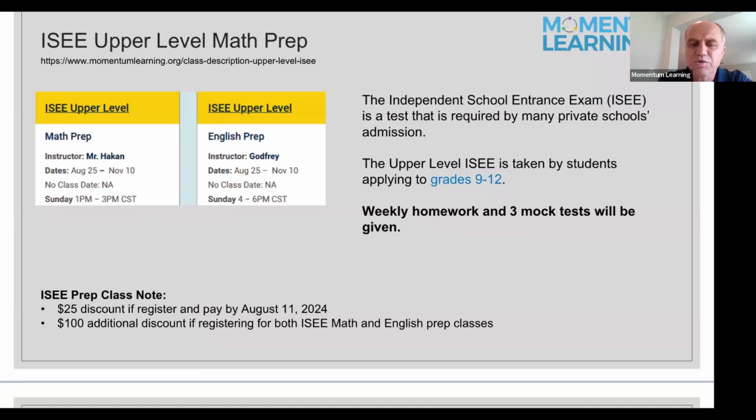Our classes are small group lessons with weekly homework and 3 mock exams. The mock tests are completed at home to save class time for instruction, but we will use these mock tests to identify the areas where you need improvement.